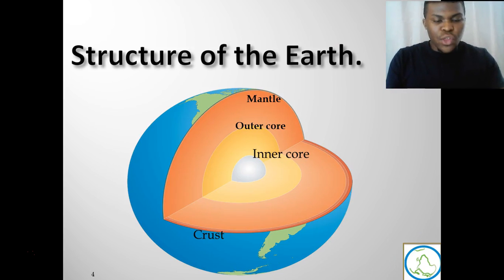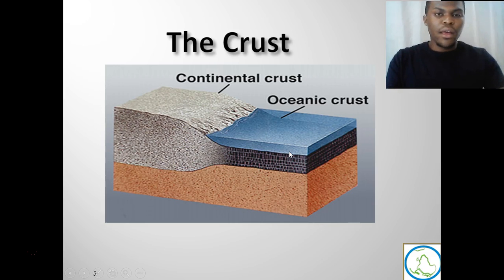The structure of the Earth: we have the crust, the mantle, the outer core, and the inner core. So we have the crust, which is basically where we live. The crust consists of two aspects, the continental crust and the oceanic crust. The continental crust is buoyant and it is land, and the oceanic crust is more dense and it is oceans.